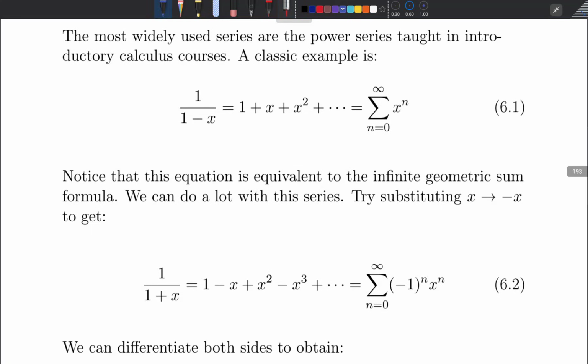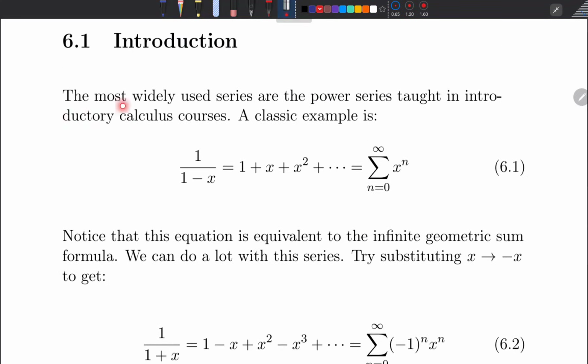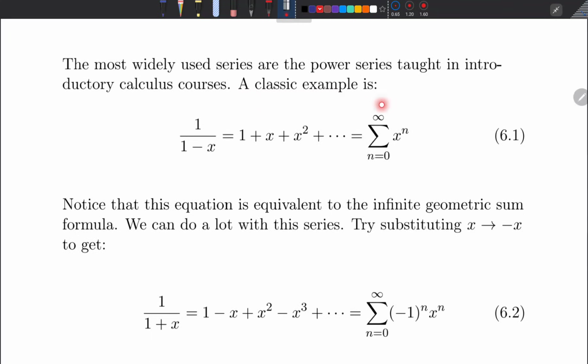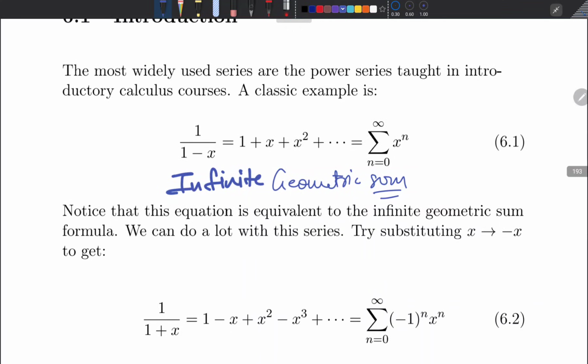Okay, let's get back to this. We have the most widely used series as the power series, taught in introductory calculus courses. A classic example is this one. It is the infinite geometric sum that we have studied in the previous chapter, right?